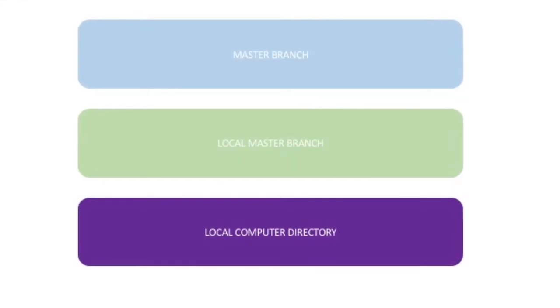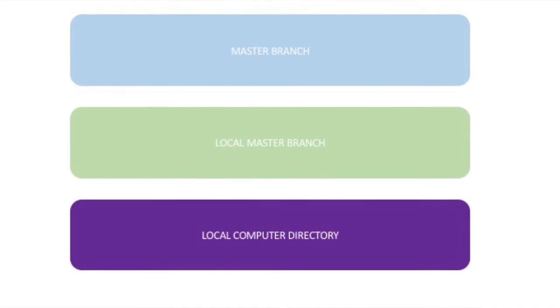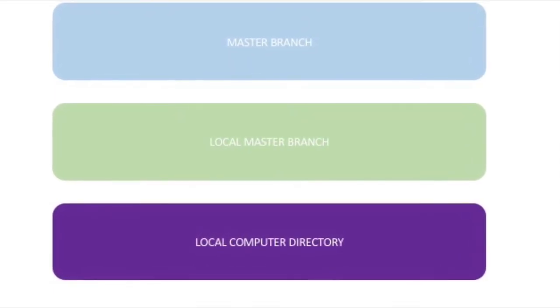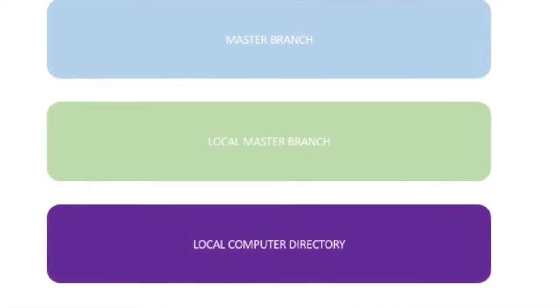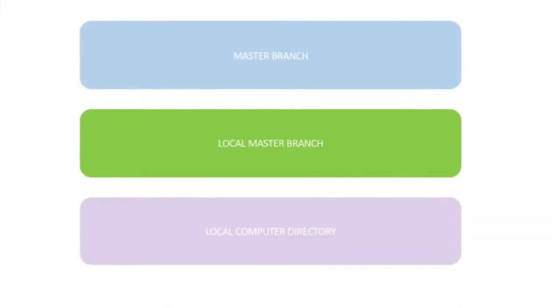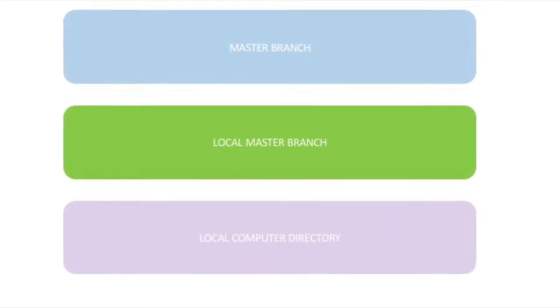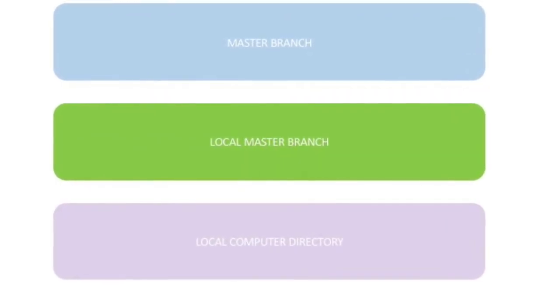The local computer directory, only visible to you. This is the directory you will be working in. It exists locally on your computer. The local master branch, only visible to you. This is where you save all your work that you later want to merge with the rest of the project.